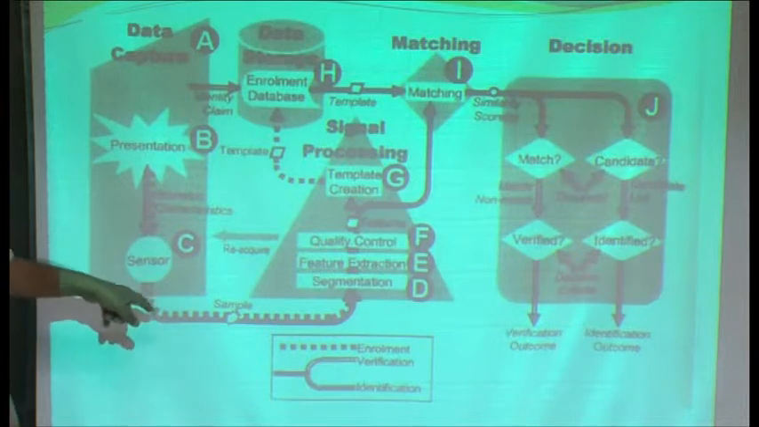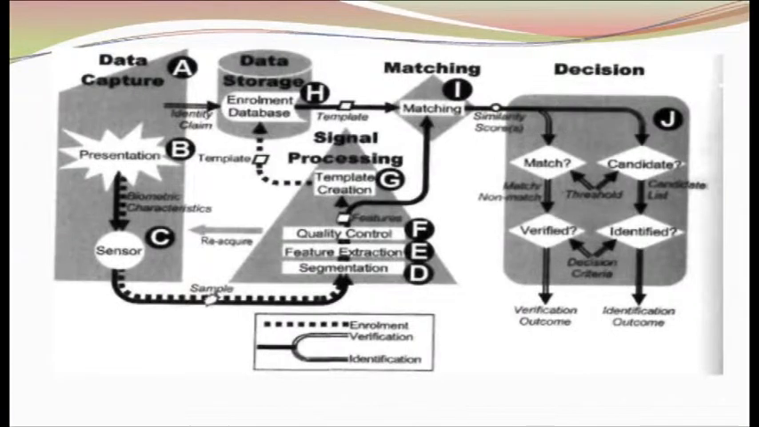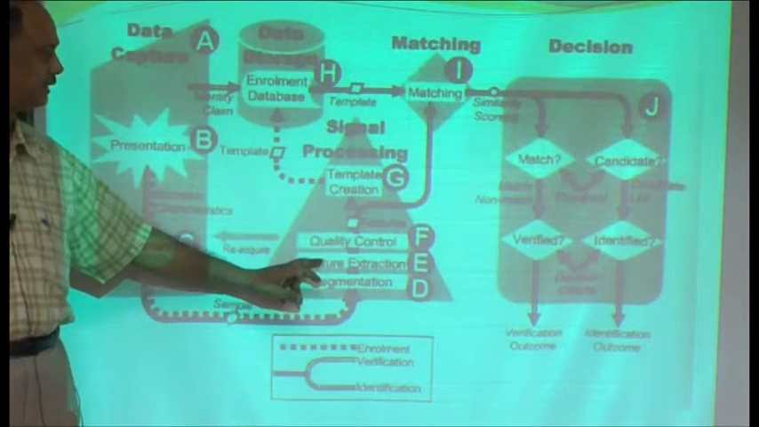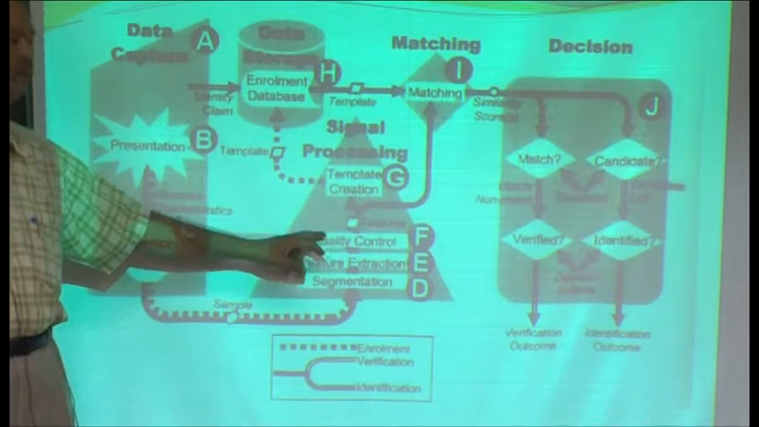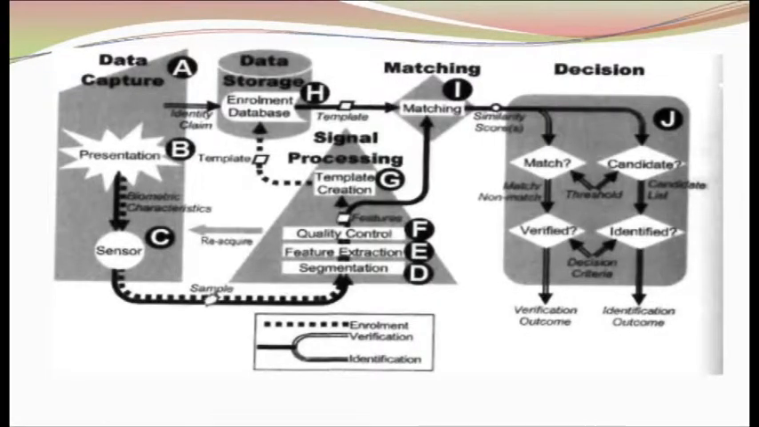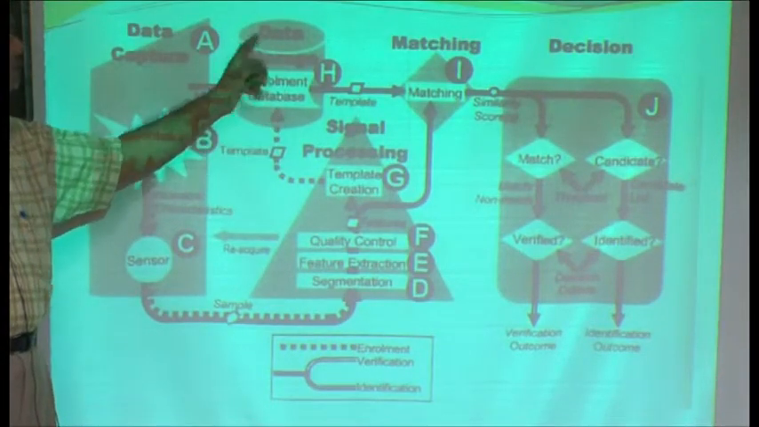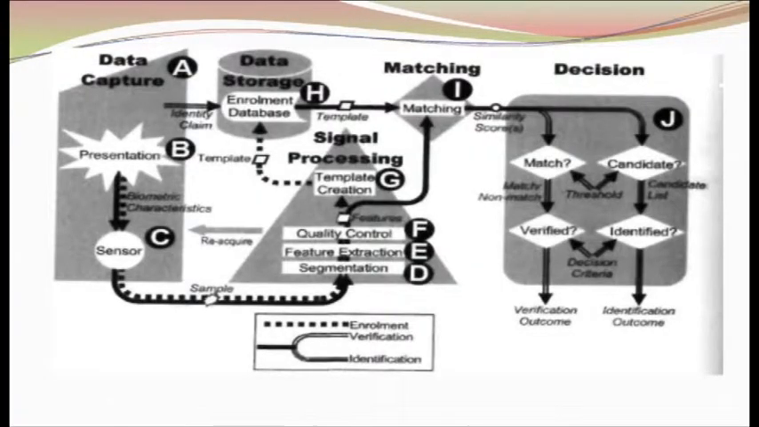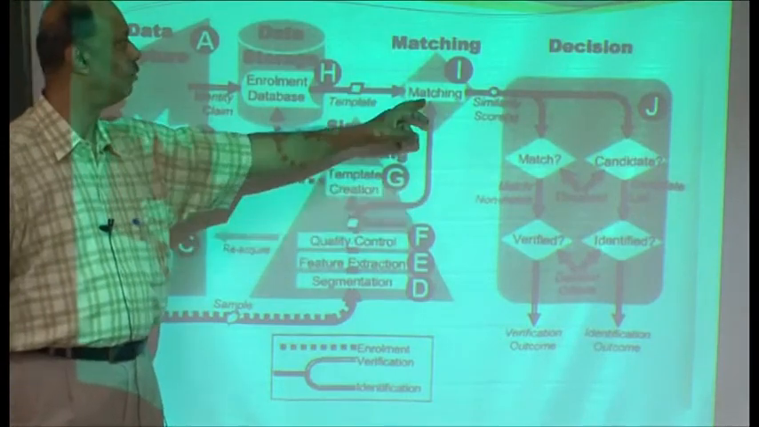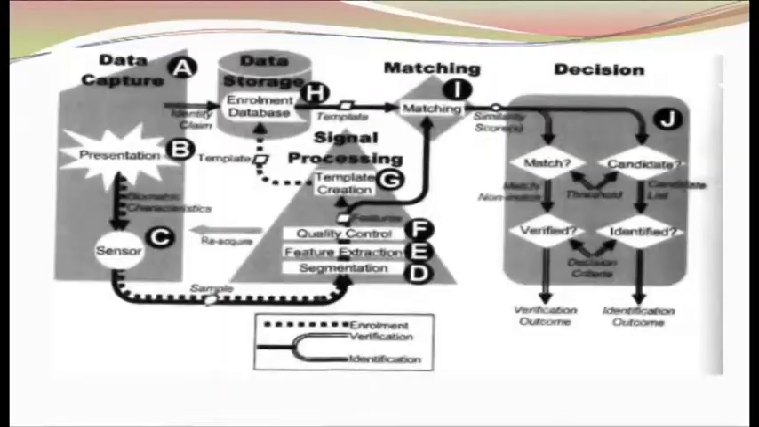Once the sensor gets the data, you will be extracting the features: first segmentation, then feature extraction, and then quality control. If quality fails, you have to do it again. If it is successful, now you will be generating the template, and once the template is generated for the first time, it will go to the enrollment place, that means the database, data storage, and if it is for verification, it will go for matching. So, it takes the two data, matches, and then decides whether it is verification or identification. Based on this, they will take the decision.